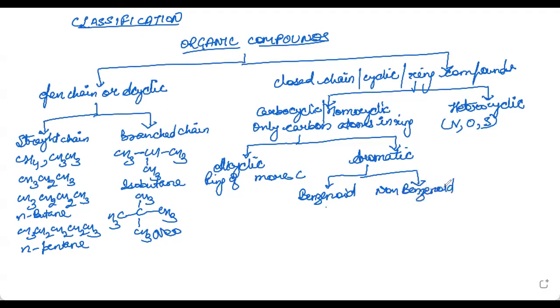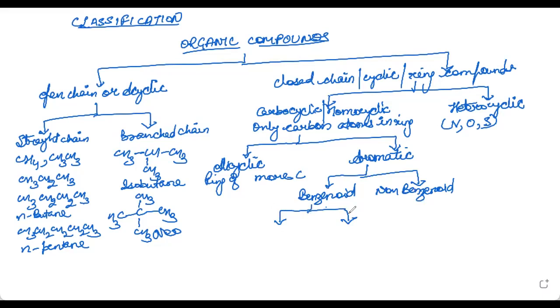What is the meaning of benzenoid? Benzenoid means like benzene. Oid means like, similar to benzene. So in case of benzenoid, we will be having at least one benzene ring in that compound, right? And now it can be further classified into 2. Benzenoid compounds will be having at least one benzene ring. They can have more also.